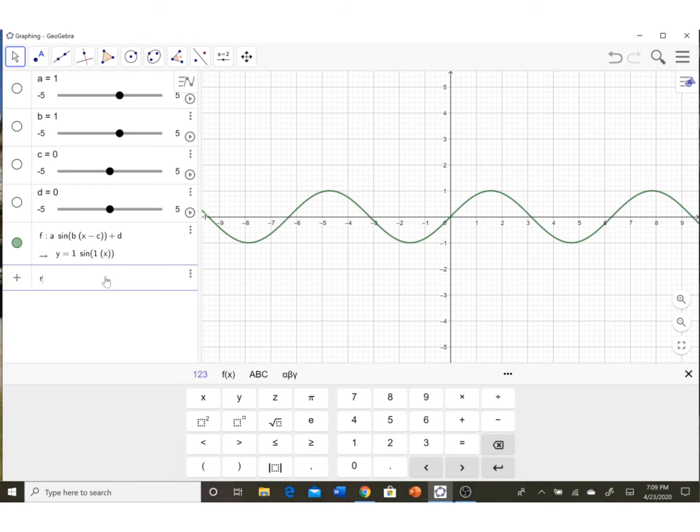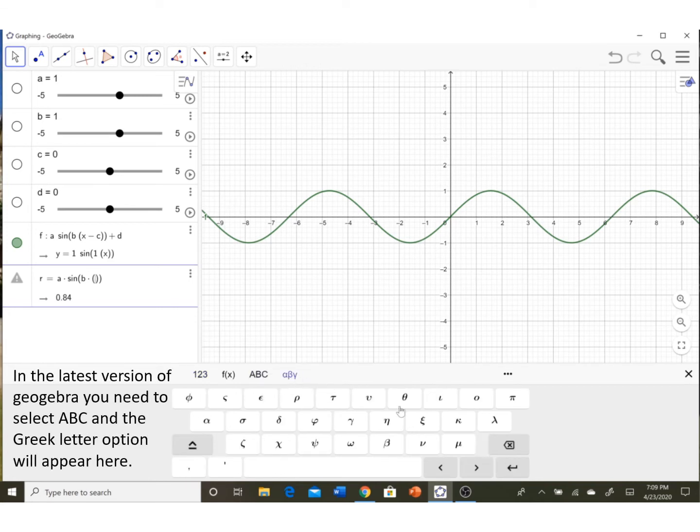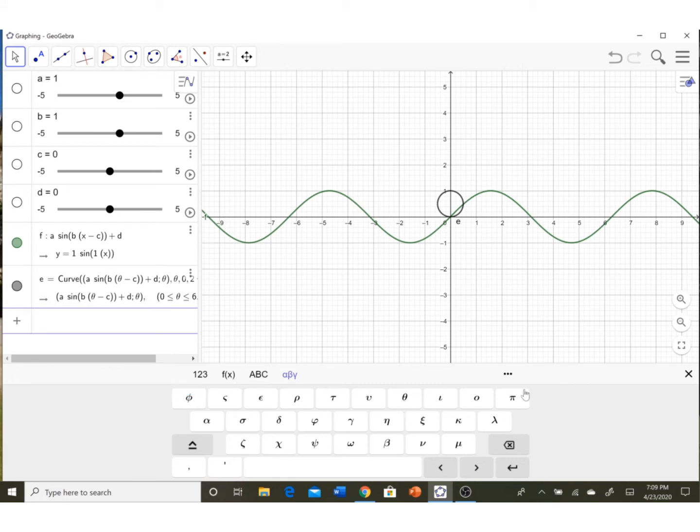Type in r equals a times sine theta. Well, I'm sorry, you have to do b first, times theta minus c. Now to get theta, you go to your keyboard here and notice above there, there's the Greek letters. You pick theta minus c, exit that, and then go plus d, and you have that.